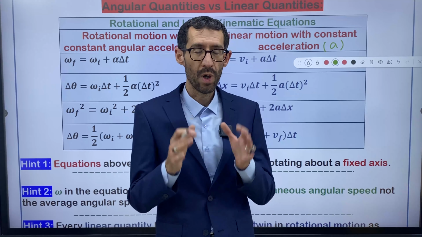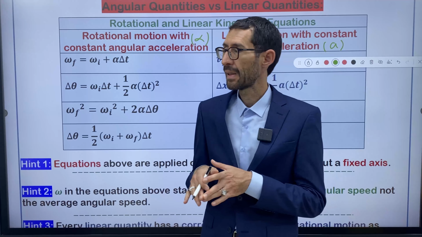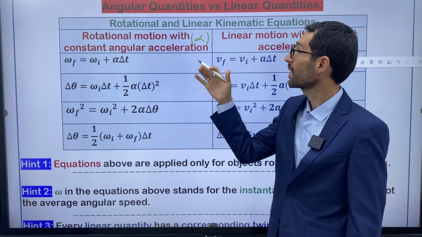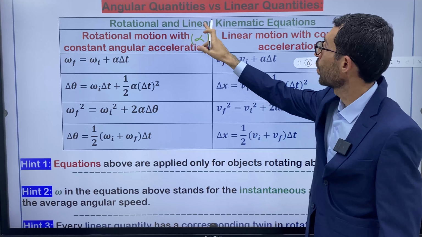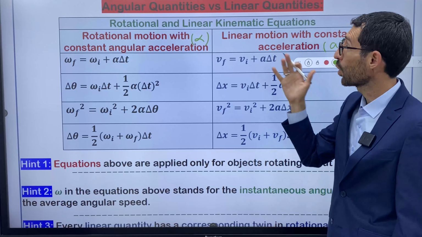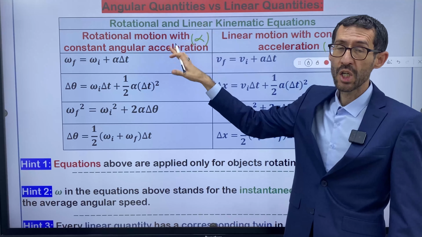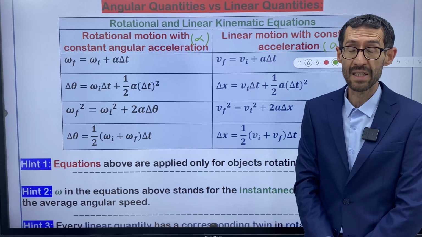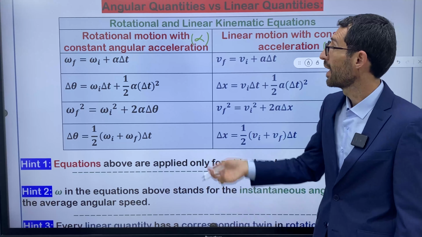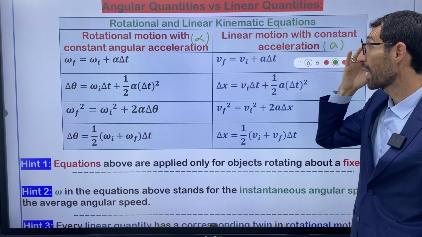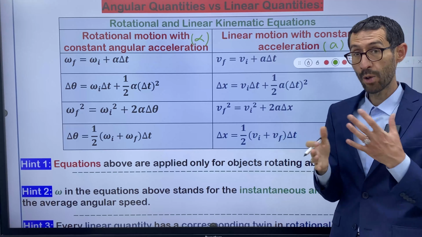We are in chapter 1, and I'm going to explain a new subject, which is angular quantities versus linear quantities. We want to compare the rotational and linear quantities with one another. I prepared a table for you, and we have this table in our textbook.